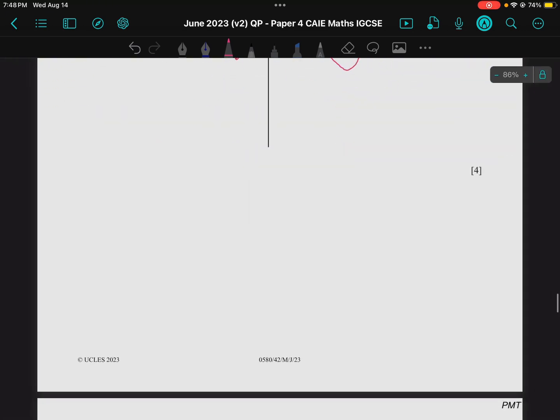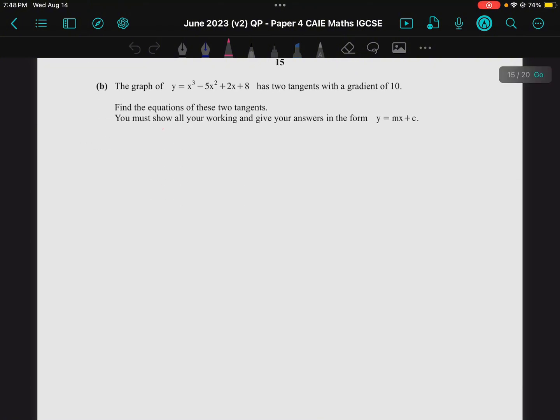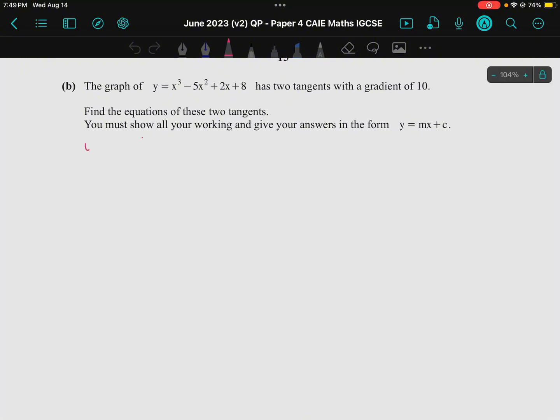Now part number B. The graph of the equation has two tangents with a gradient of 10. Find the equation of these two tangents. You must show all your working and give your answers in the form of y equals mx plus c. So to find the tangents, first you will differentiate the equation. To differentiate the equation, you will find y dash. That means y dash means dy upon dx.